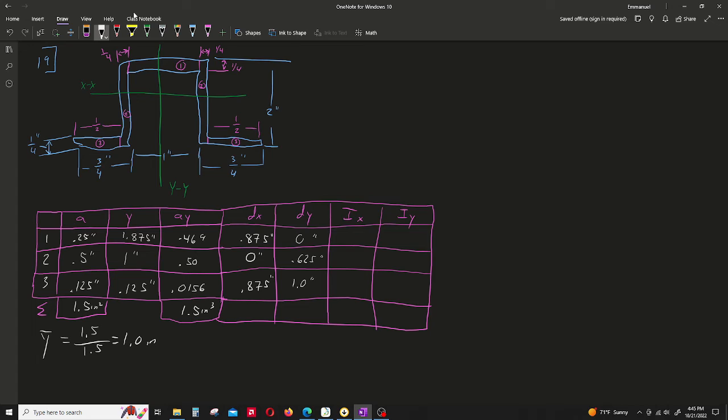So therefore, our IX value is going to be 0.0013, 0.1667, 0.0007, and for the Y values 0.0026, 0.0026, 0.0208.